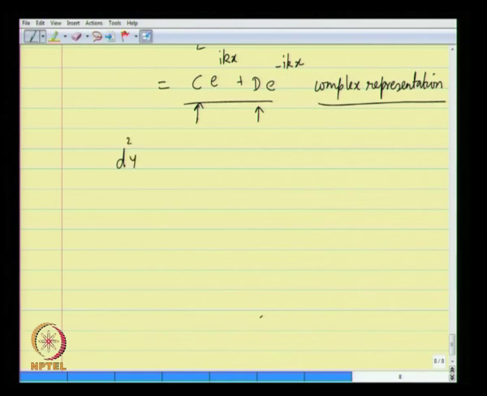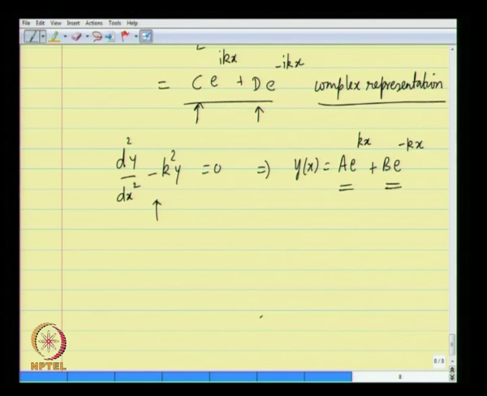Another basic differential equation is d square y by dx square minus k squared y is equal to 0. And this has the solution y of x is equal to a e to the k x plus some arbitrary constant b e to the minus k x. Differentiating this twice, you will get k squared and you will also get minus k whole squared, so you will get exactly this equation. But this is exponential growth and exponential decay. This is not oscillatory as you have in the previous case.